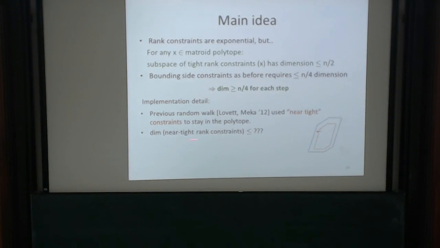What is the dimension of the near tight set of matroid rank constraints for an arbitrary fractional solution? We don't have any bound on that. So we really have to work with exactly tight matroid constraints, and that leads to certain extra technical details. We have to truncate the random walk at some steps, but that doesn't affect the rest of the analysis too much.